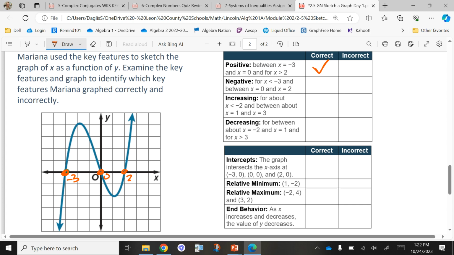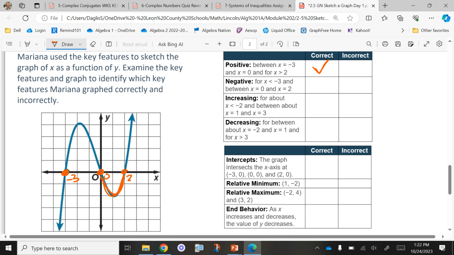Did she graph negative for when x is less than negative 3? Back to negative 3, less than means over here. Are we going down? Yes, so that's good. And in between 0 and 2, are we going down? Yes, so she also graphed the negative piece correctly. The next one's incorrect though, because it has a negative 2 and it doesn't have a negative 3.